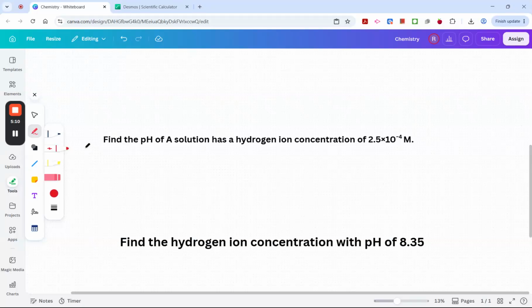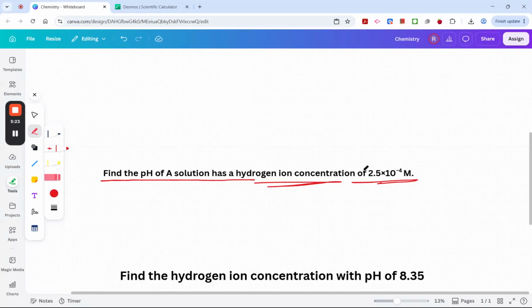I have a bunch of questions here. In the first question, find the pH of a solution that has a hydrogen ion concentration of 2.5 times 10 to the power negative 4. Here is our simple formula: pH is equal to negative log of the H ion concentration.